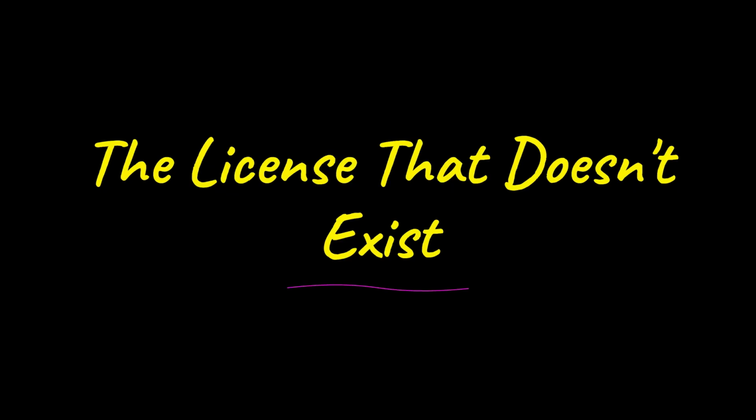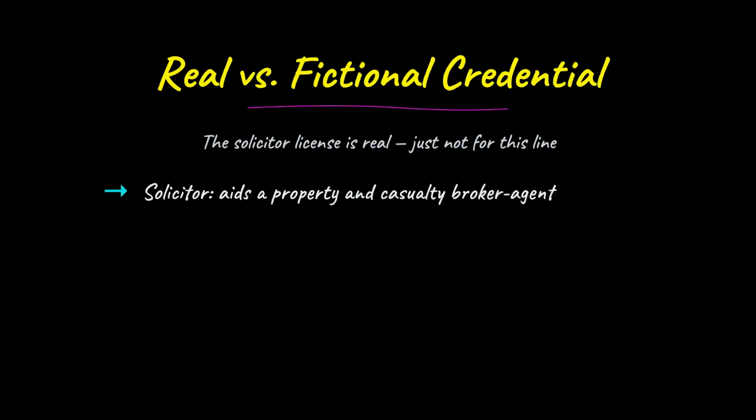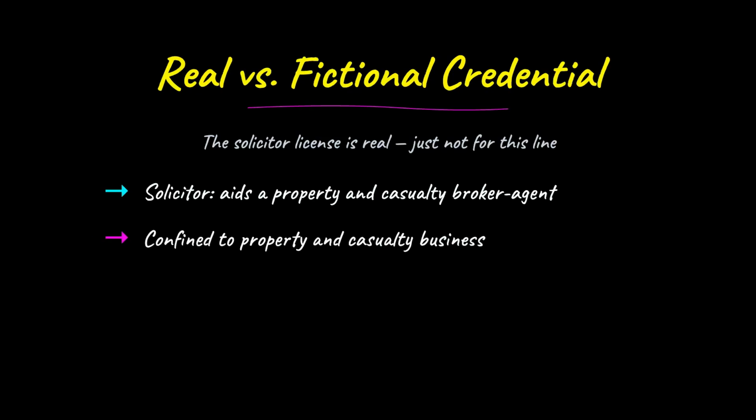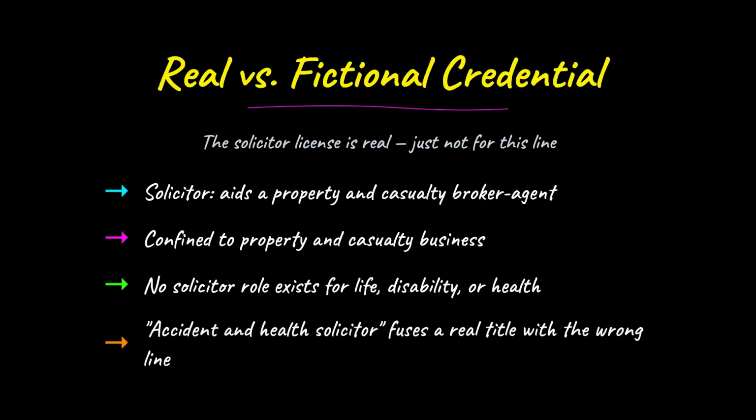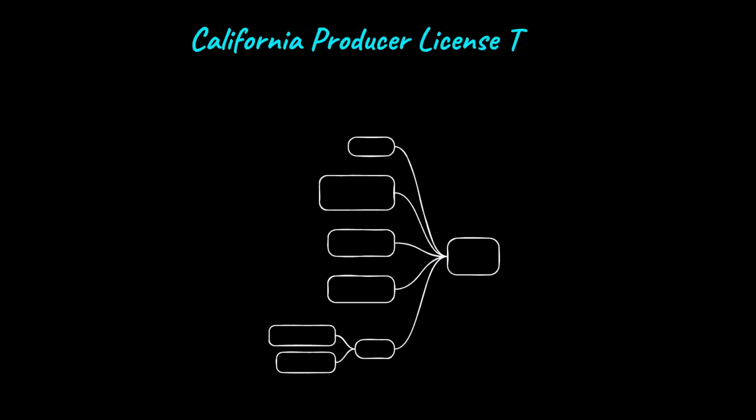There is no accident and health solicitor license in California, and spotting that fact is exactly what the exam is testing. The confusion works because solicitor is a genuine California license, but a solicitor only assists a property and casualty broker agent in lines other than life, disability, or health. There is no equivalent solicitor role on the life and health side, so pairing accident and health with solicitor invents a credential that was never made.